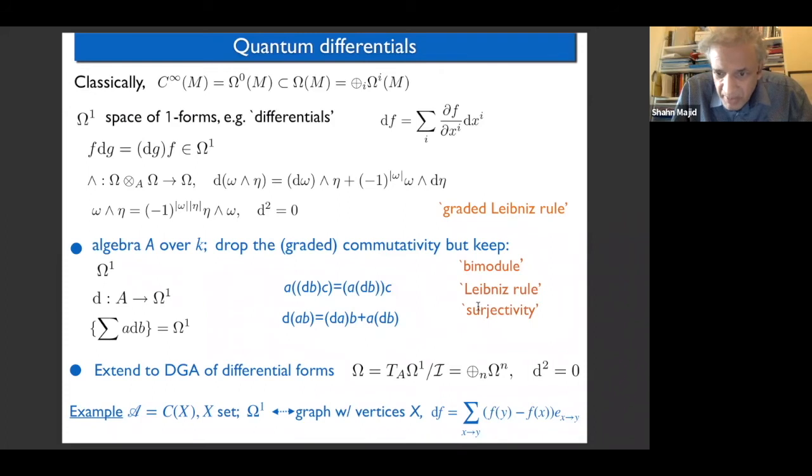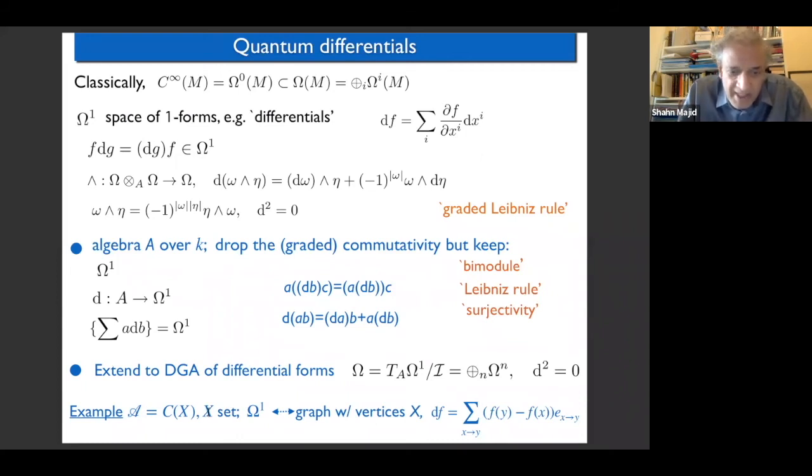Things have got a little bit displaced here. Surjectivity is this condition here, and Leibniz rule is this one. Bimodular structure is that one. Now you can extend it to, of course, classically it would be automatic, but we actually have to specify an extension to a whole differential graded algebra. That would mean you take the tensor algebra and divide by some ideal of relations, obeying this condition.